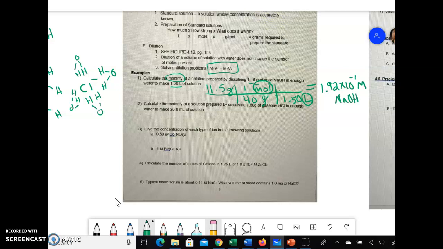And let's just check our sig figs. It looks like we have 3 for both numbers, so we have 3 sig figs, so that should be good. All right, let's look at the next one.